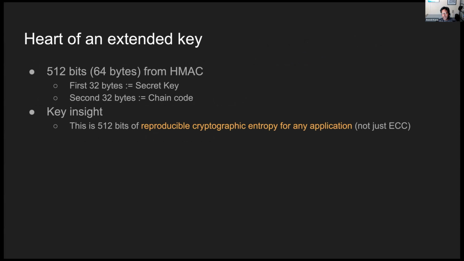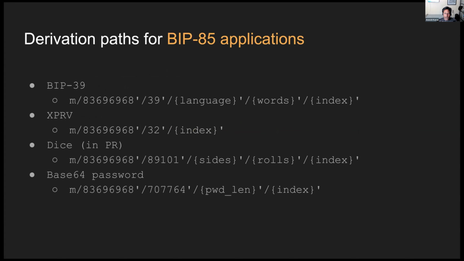And what Ethan did in developing this spec was say, hey, what we have is 64 bytes of cryptographically strong, irreversible entropy. There's no reason that this should be confined to ECDSA or elliptic curve cryptography. And so that's really what we're doing in BIP-85. The derivation paths you can see here, they're all documented in the spec.